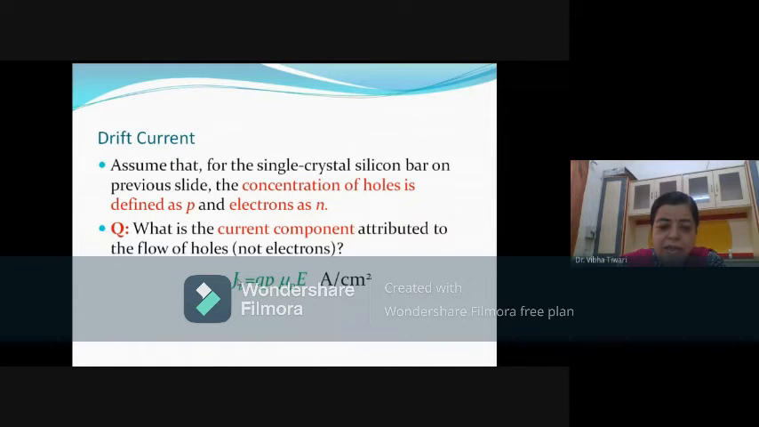We are interested in finding the current density for the holes. So that will be charge of the hole multiplied with number of holes multiplied with mobility of holes multiplied with the external electric field applied, right? Yesterday we have seen this relationship.